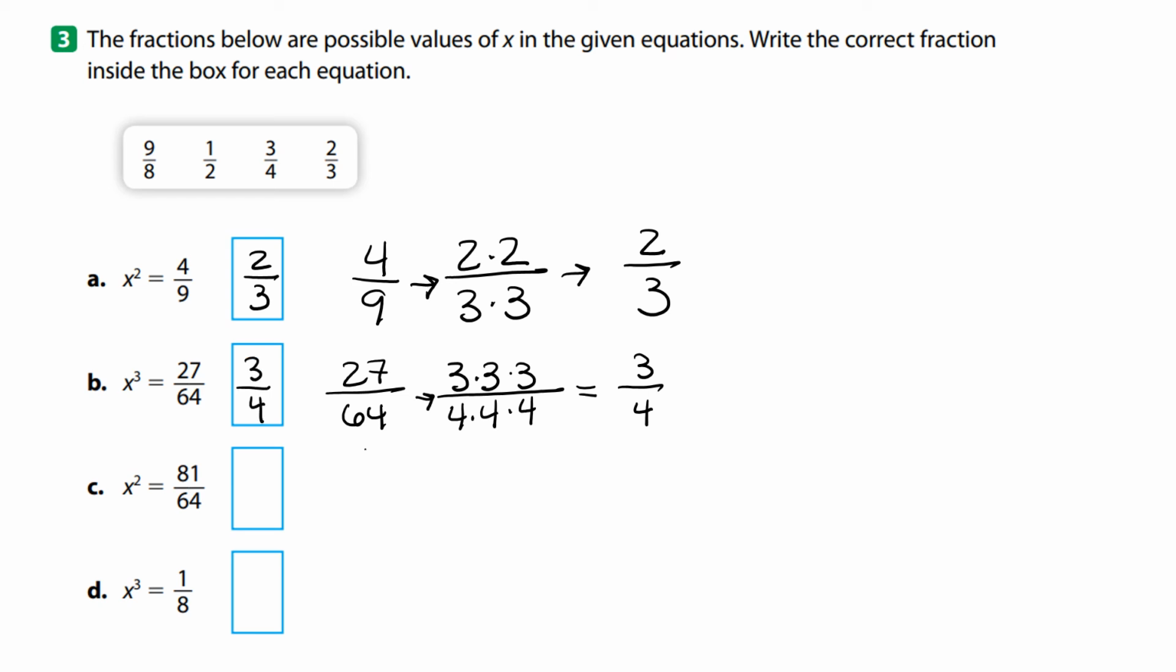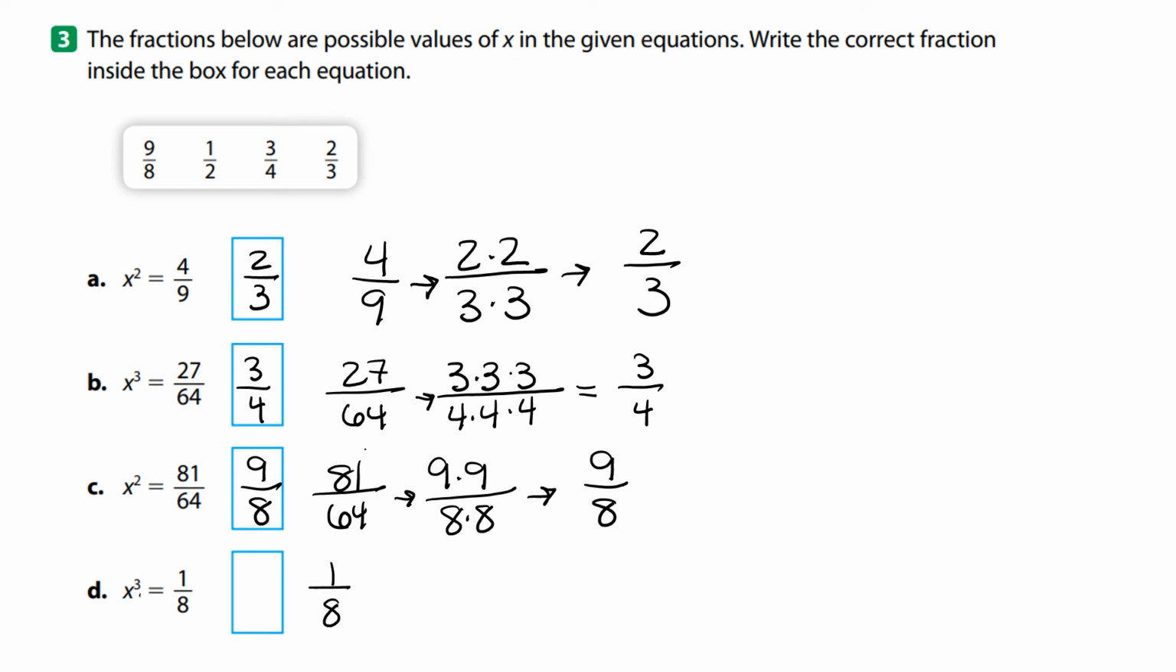For letter C, we have x to the second power. So we're going to break down 81 and 64 2 times. 81 can be broken down into 9 times 9. 64 can be broken down into 8 times 8. So our fraction is 9/8. And the last one, we have x to the third power. So we're going to break down the 1/8 3 times. 1 times 1 times 1 is 1. 2 times 2 is 4. Times 2 again is 8. So our fraction is 1/2.